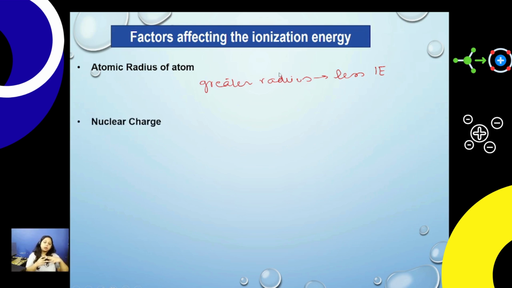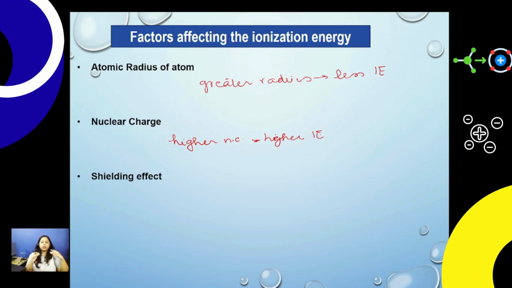Now the nuclear charge. As we have discussed previously as well, if the nuclear charge is very high, for example in magnesium, when one electron is taken off, magnesium plus 1, the nuclear charge is very high now, so you need to put in more energy to take the second electron. So the higher the nuclear charge, the higher the ionization energy. Simple. It's directly proportional.